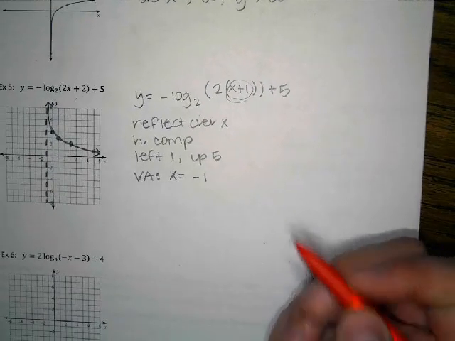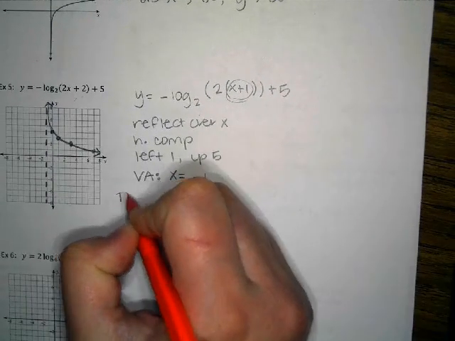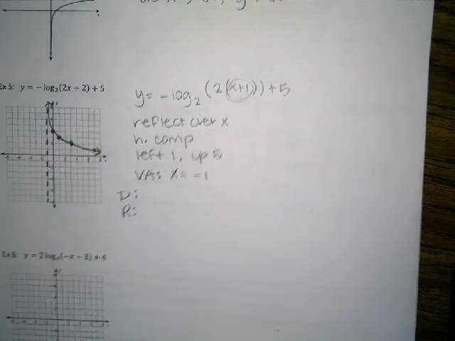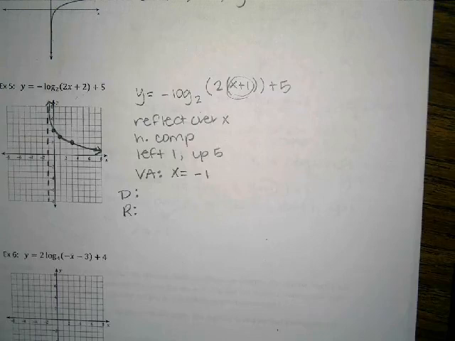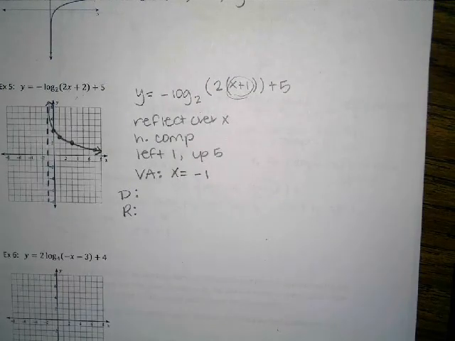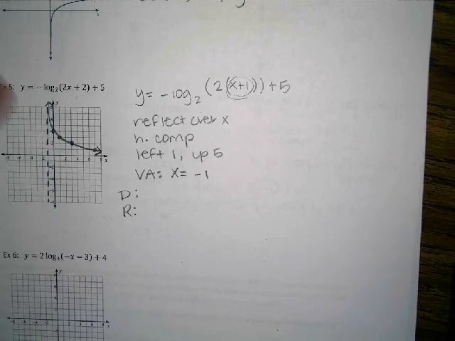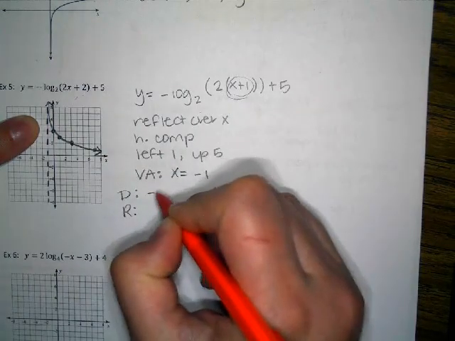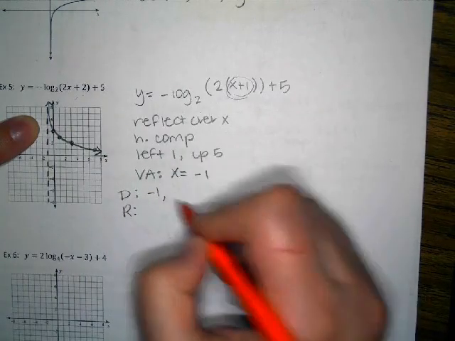How far to the left and the right does this graph go? So the left is -1, to the right is how far, did you say? Infinity, okay. Parentheses. How far up and down? Okay. Forever, forever, okay.